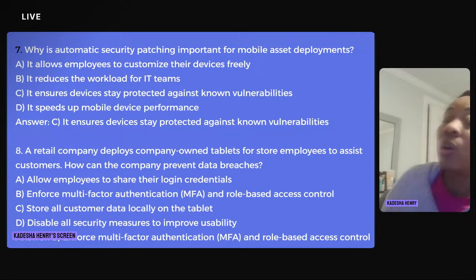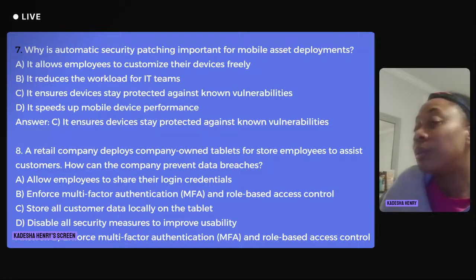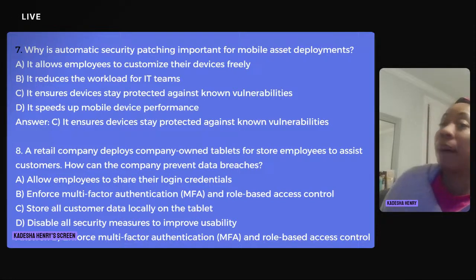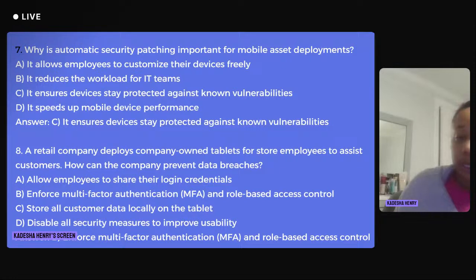One of the reasons we want to make sure there is automatic security patching is to ensure the device stays protected against known vulnerabilities, because we did say that once the vulnerability is known and there is a patch, we must patch the vulnerability. If we don't, we are up for exploitation, right? And that in itself is a big loss and destruction of reputation. Let's look at our next question.